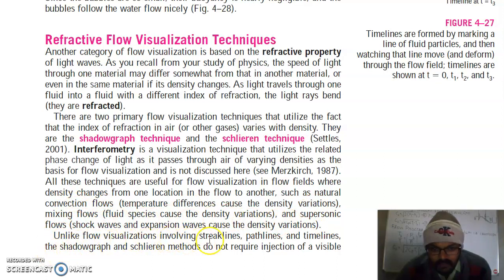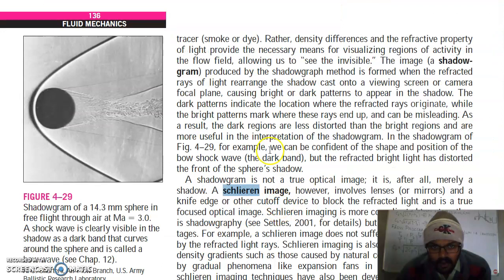Unlike flow visualization involving streaklines, pathlines and timelines, the shadowgraph and Schlieren methods do not require injection of visible fluid or dye or tracer. Rather, density difference and the refractive property of light provide the necessary means of visualizing regions of activity in the flow field, allowing us to see the invisible.